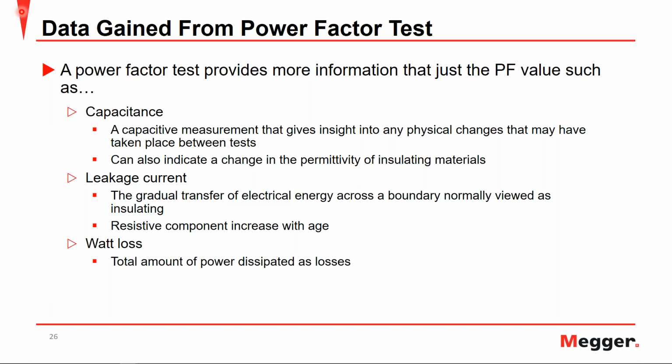Also, power factor measurements can give you information on the leakage current, which is the gradual transfer of the electrical energy across the boundary normally viewed as insulating. The resistive component of this leakage current is going to increase with age. And again, we'll take a look at that on the next slide. Finally, the third piece of information that is provided, aside from the power factor value itself, is the total watt loss, which is the total amount of power dissipated as losses.